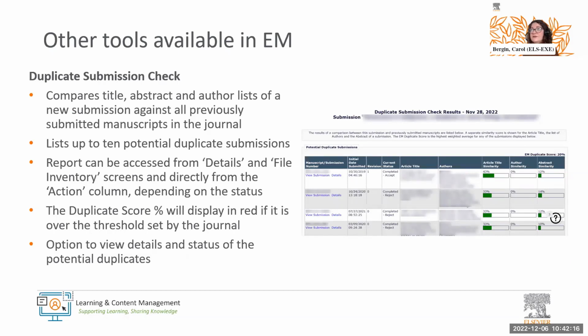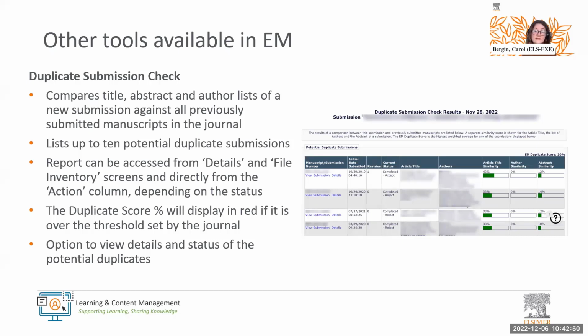Okay, the next feature, which you again may already be familiar with, is the duplicate submission check. There can sometimes be confusion between this and the similarity check we just looked at. The duplicate submission check is another very useful tool for editors when evaluating a submission. The tool compares the title, abstract, and author list of a new submission against all previously submitted manuscripts in your journal. And it then lists up to 10 potential duplicate submissions.